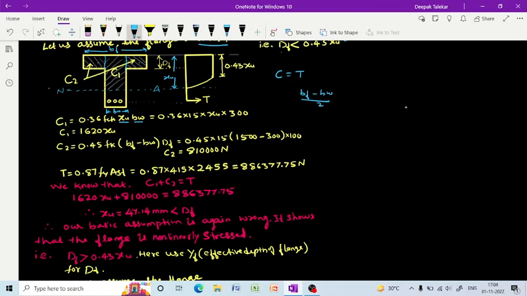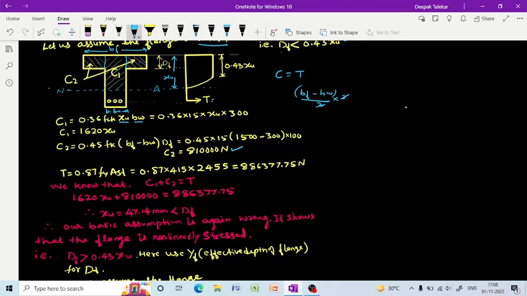So divided by 2, this piece plus this piece, into 2, there are two pieces. Into 2, so the 2 is gone. So BF minus BW is what I have done here: 0.45 FCK into BF minus BW into thickness of this, DF. So that will work out to C2 is equal to 810000 Newton.